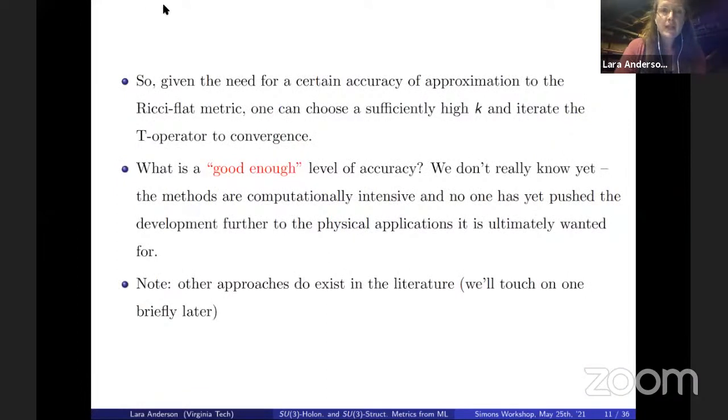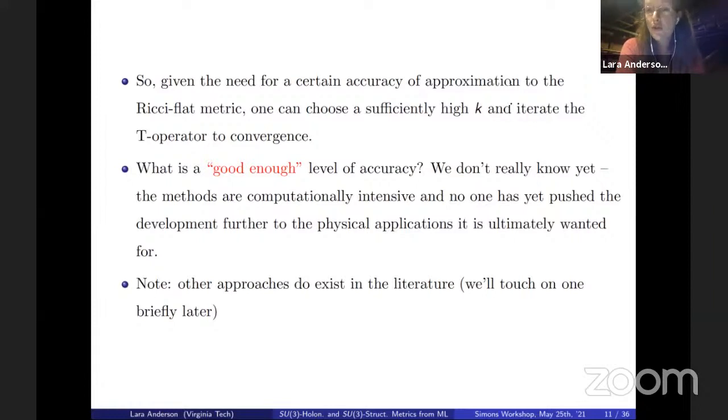So what are some of the ideas that one needs to ask in this context? For a given approximation, you can say that to a certain accuracy, you could choose a sufficiently high k, iterate the T operator to converge, and ask, did you find a numeric approximation that was, quote, good enough? Now, the hard part with this is that the calculation that I just very schematically outlined, as it was developed a decade ago, is extremely computationally expensive, running on supercomputer clusters over many months to produce metrics at a single point in moduli space. So the question is, is this actually a good enough numeric approximation for the applications that you would like to use it for in string theory?